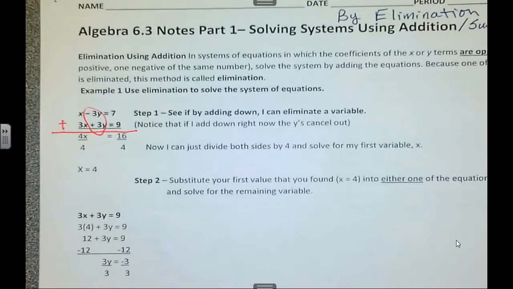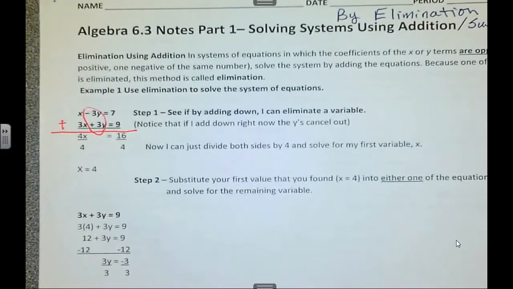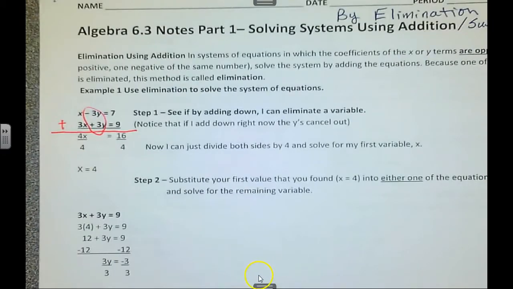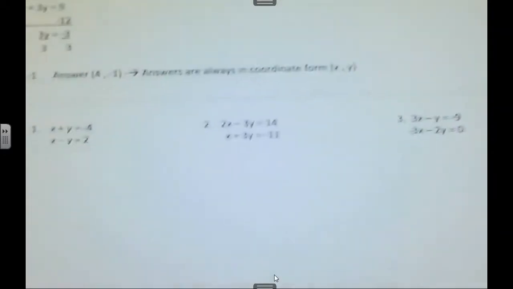Okay, so let's take a look at some examples here. Did she do anything? Okay. All right, let's look at number 1.